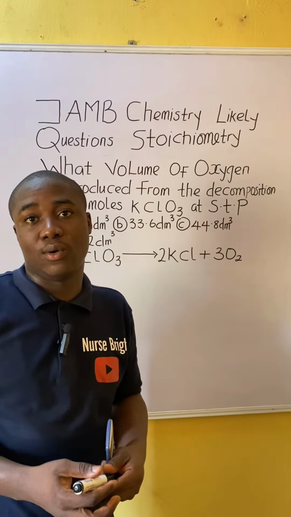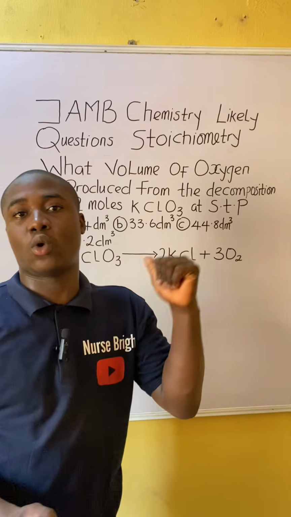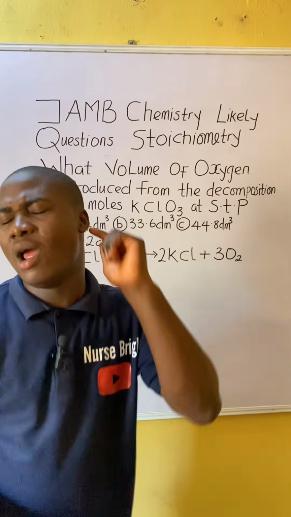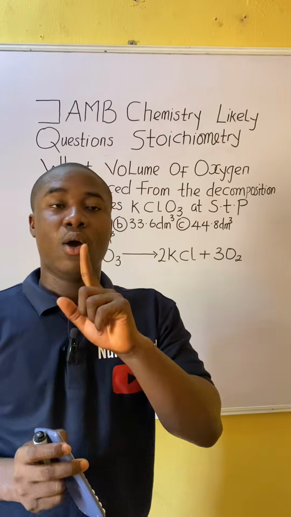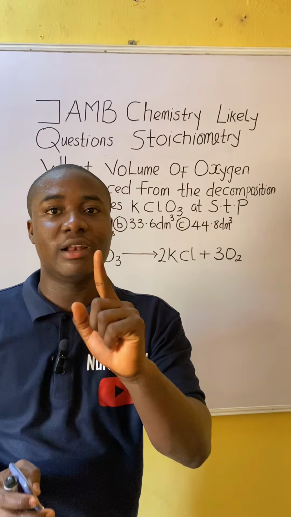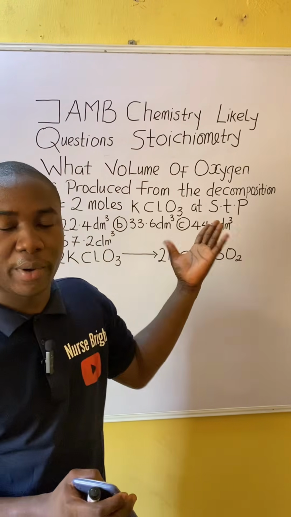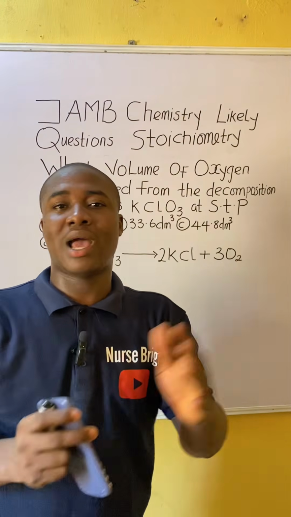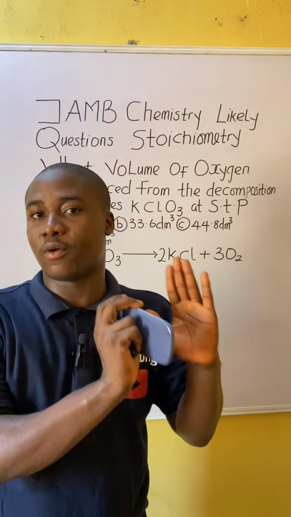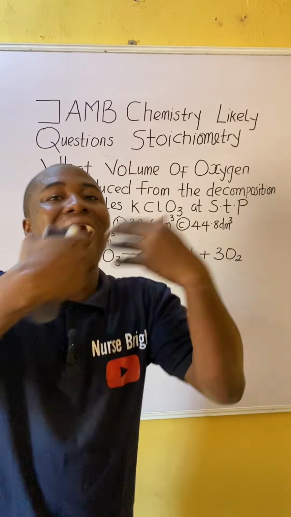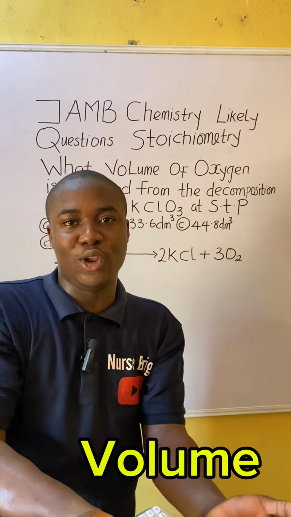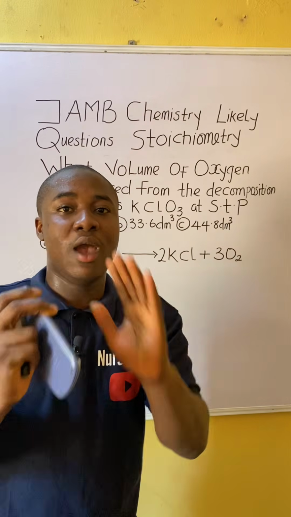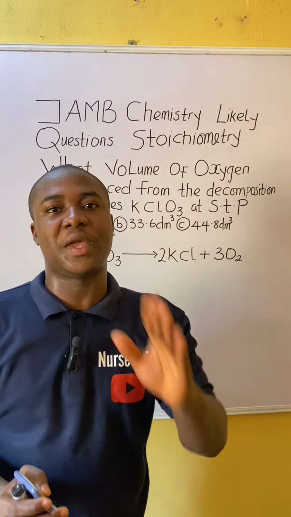Now, how did I know? One of the reasons I knew that this question is from stoichiometry is that we were given a reaction. When I see that, I'll say this question is most likely going to be from the topic stoichiometry, and it's actually from stoichiometry. Another reason is that they are asking us to calculate for volume. All of these are the parameters that you see whenever you are studying the topic stoichiometry.